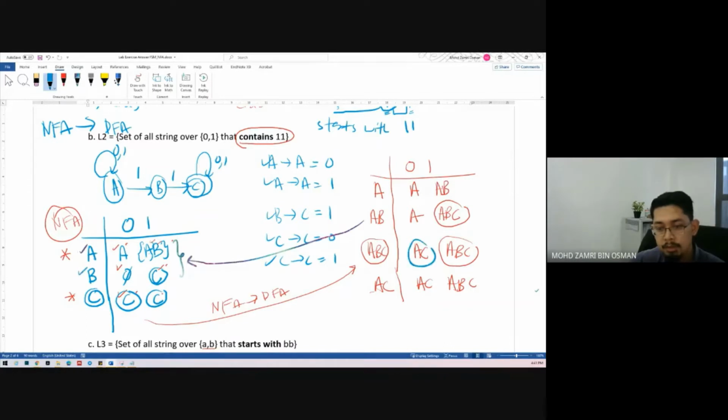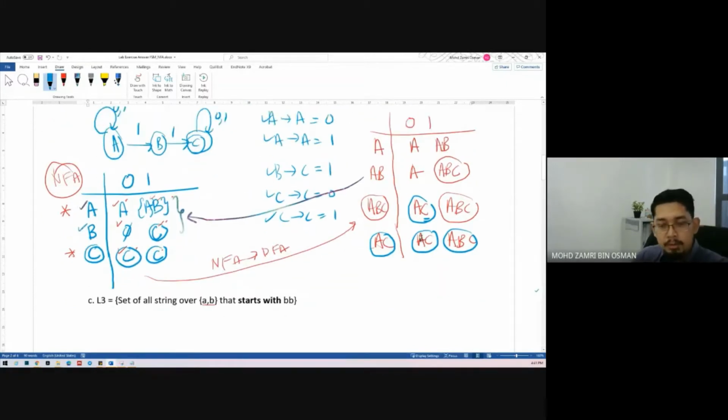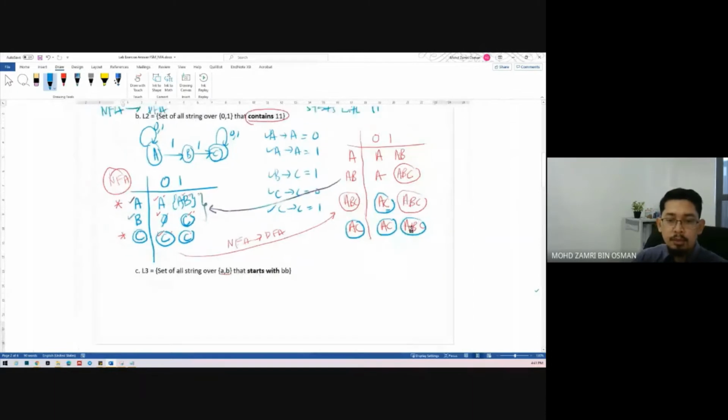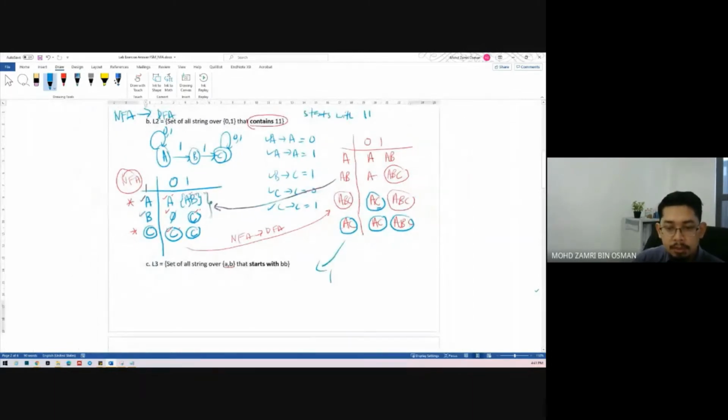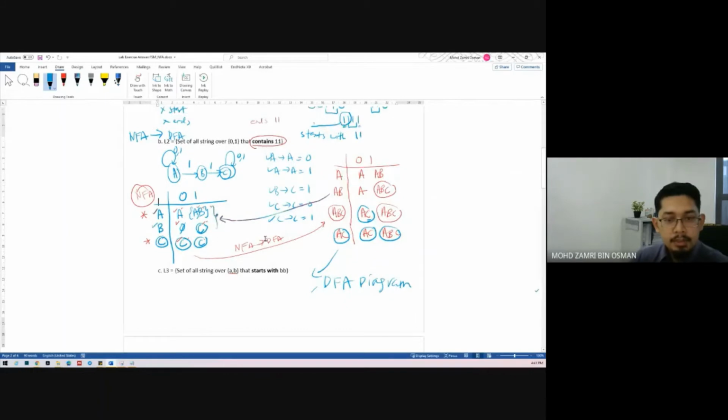Since we have a C in this new state, this one will become the final state, because it contains a C. It's not contained in the AB and also A for the single state, but the C is in the AC. According to this table that we have here, you can transform into the DFA diagram. So basically that is the idea for this exercise.